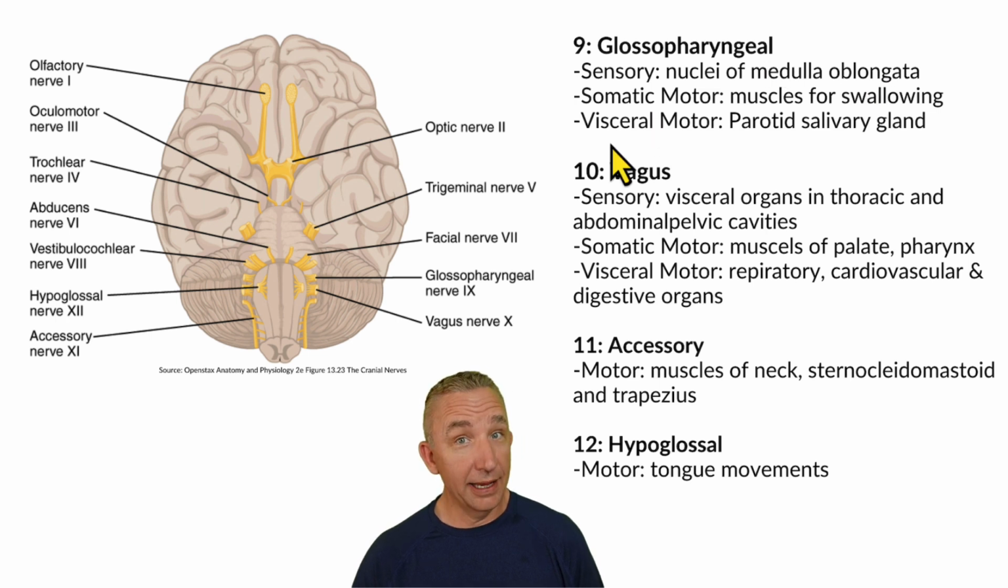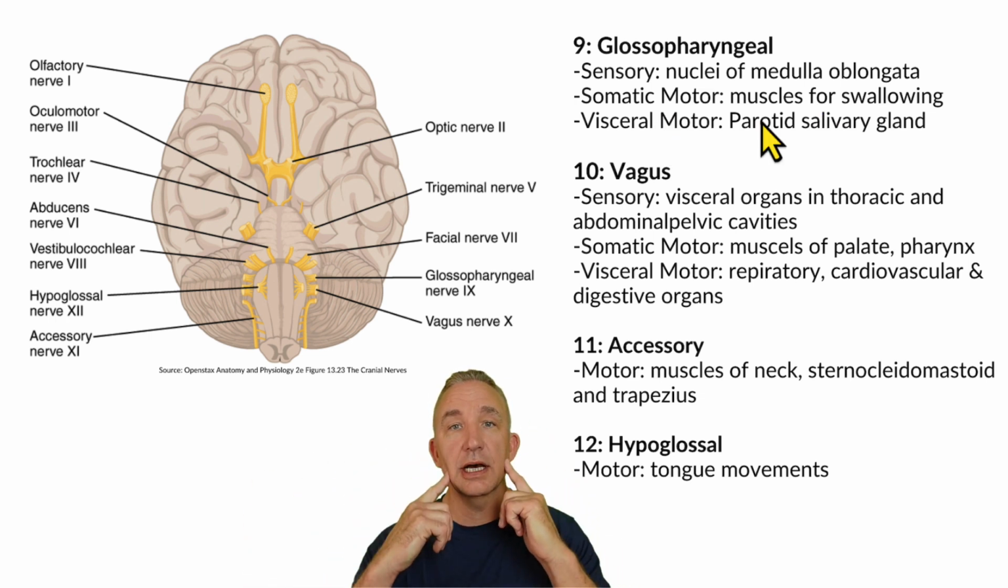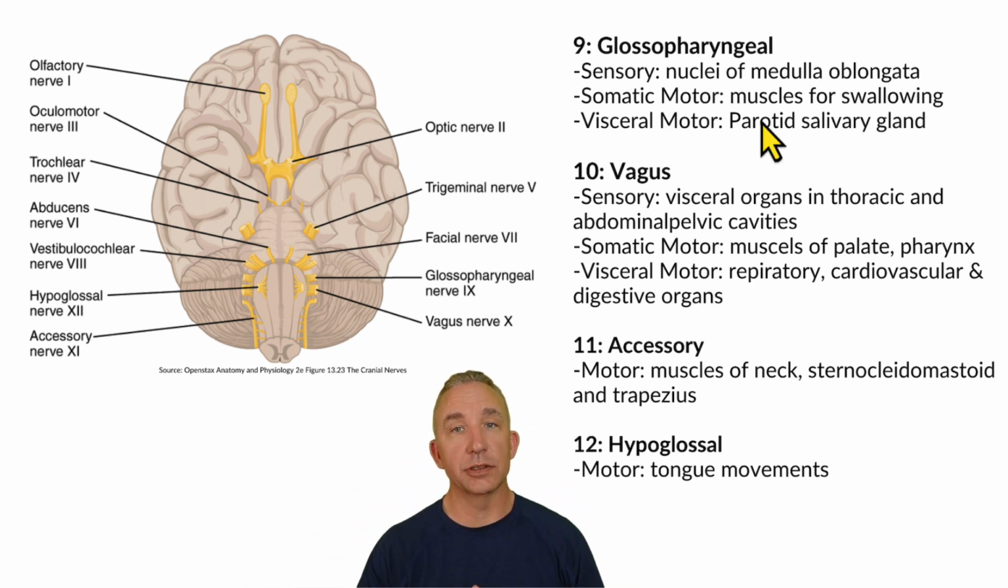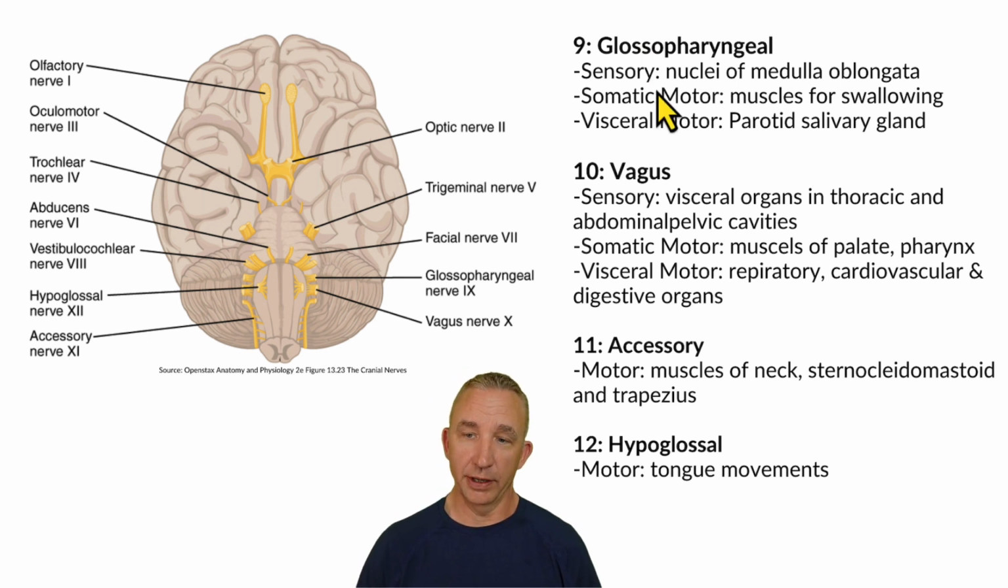Somatic motor and visceral motor. Somatic motor is control for some of our swallowing. When we look at visceral, the parotid salivary gland on the side here contributes to saliva. When you chew something sour and you feel that tingling, that's the parotid salivary gland. Mumps, the virus, is associated with the parotid salivary gland. So glossopharyngeal does both, sensory and motor.